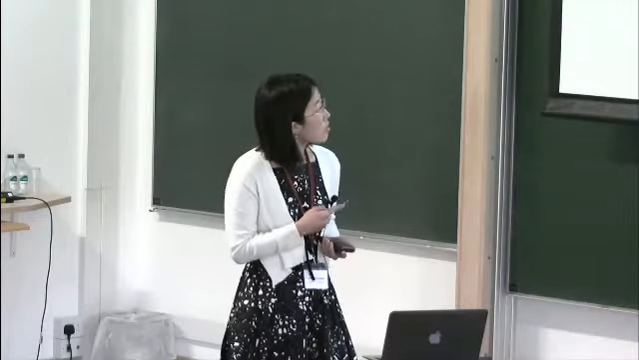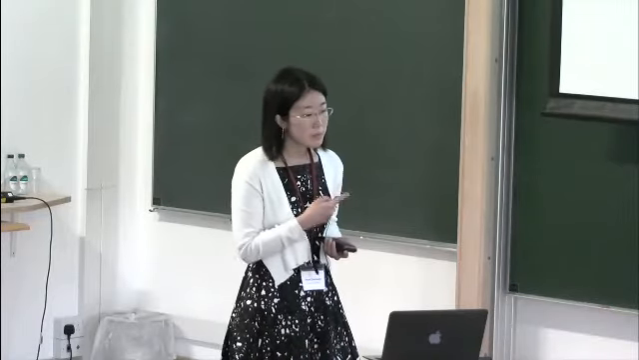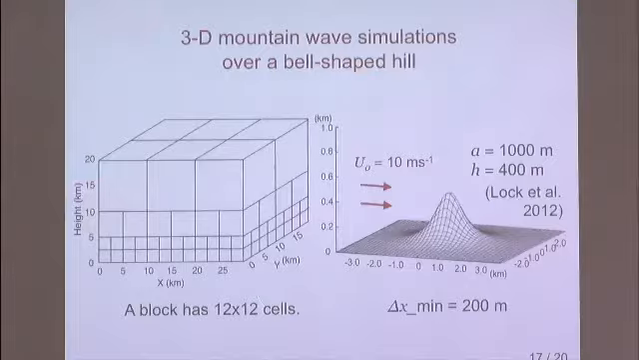Now the final result I show you today demonstrates the performance of the model in 3D. In this case, the domain is divided into 3 layers of blocks. Each block has 12 times 12 cells, and the 3D bell-shaped topography is located at the center of the bottom surface. I used the same topography as used in Sarah Jane's 3D cluster paper.